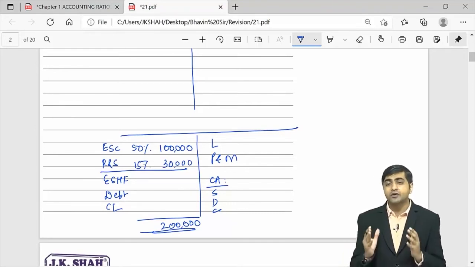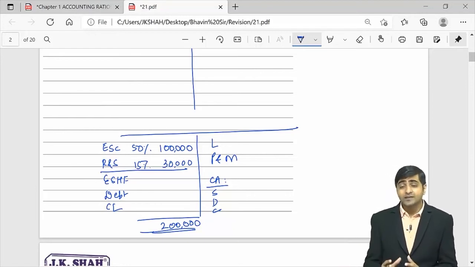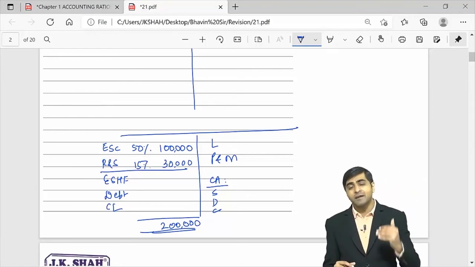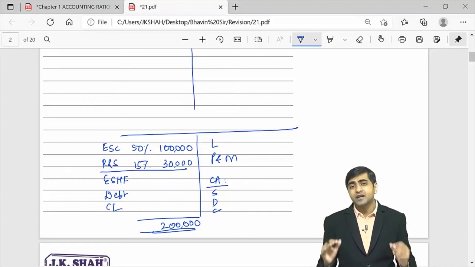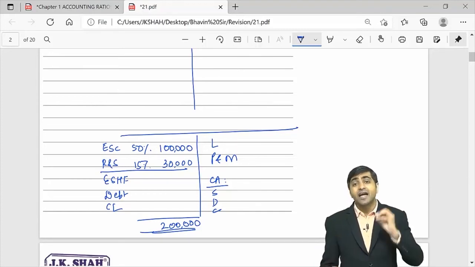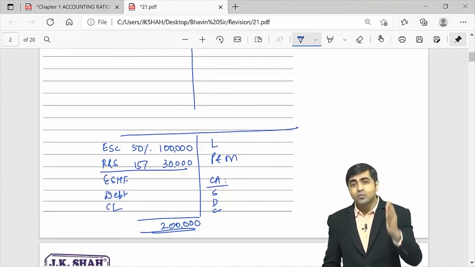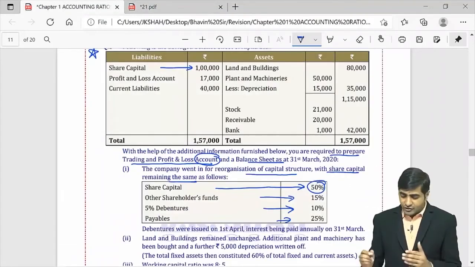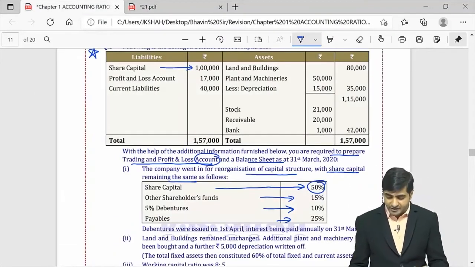But it's very important for you to first start with the face of your trading P&L and balance sheet. Write down the components which according to you are going to come in your trading P&L and the balance sheet, and start with the figures which are readily available. Okay, so on that basis we'll be completing the trading P&L and the balance sheet.